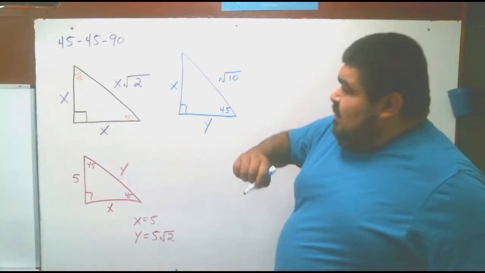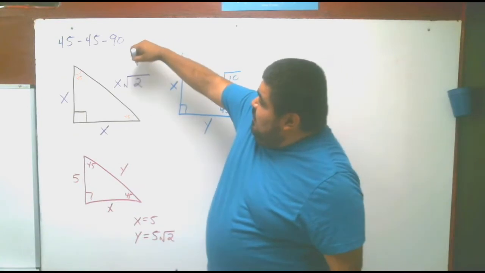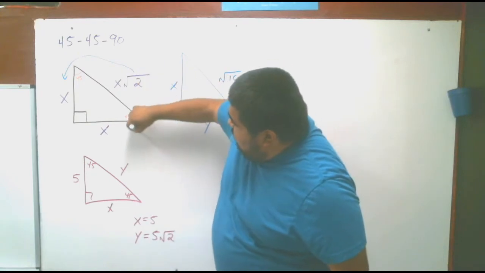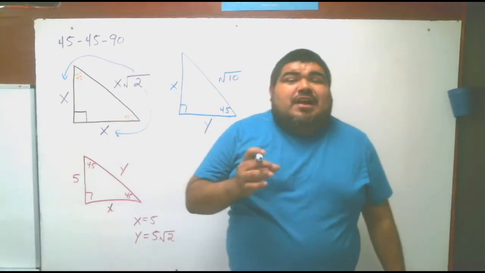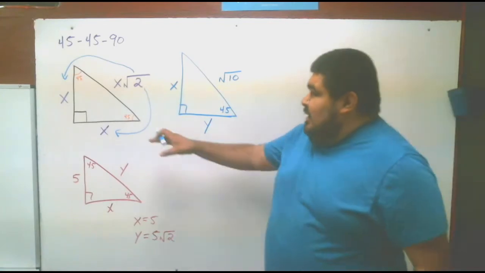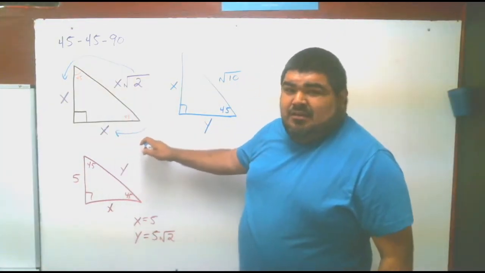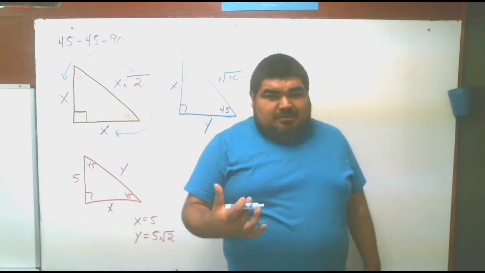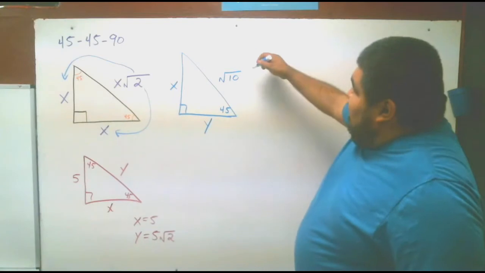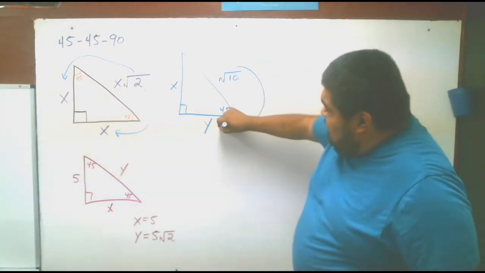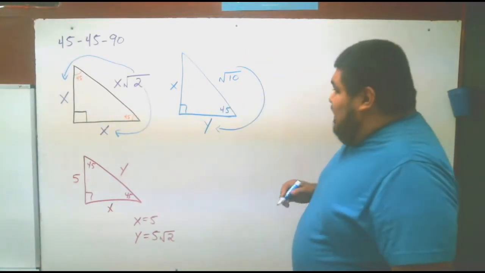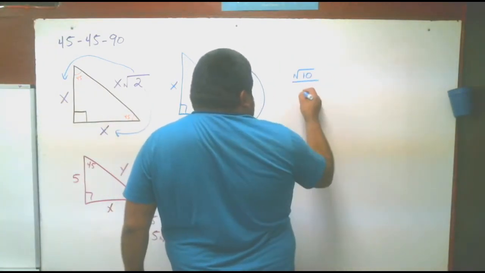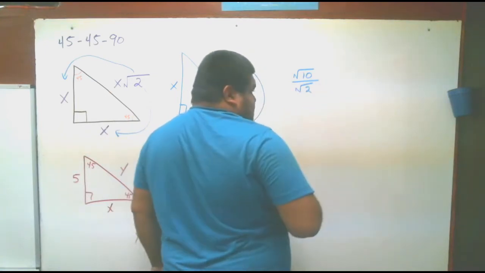The rule is when doing the opposite, when going from the hypotenuse to the sides, it doesn't matter which side you go to, you divide by radical of 2. When you go from the side to the hypotenuse, you multiply by radical of 2. The opposite is divide by radical of 2. So if you have radical of 10 and we want to move it to the y, we're going to divide by radical of 2. So we have radical of 10 divided by radical of 2.